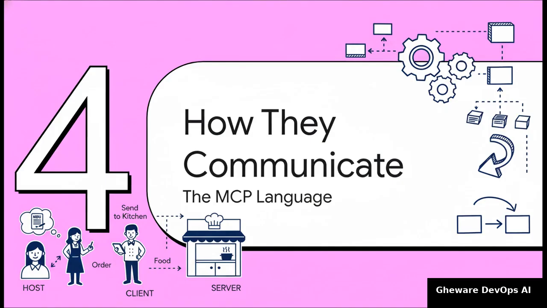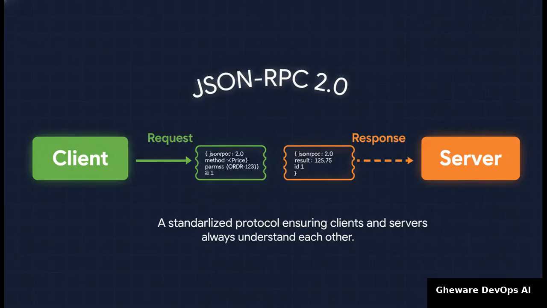And we've met our kitchen, the server. We even know what's on the menu. So now let's get into the interesting part. How do they all talk to each other to make sure the right order gets delivered every single time? Well, they all use a standardized language called JSON RPC 2.0.